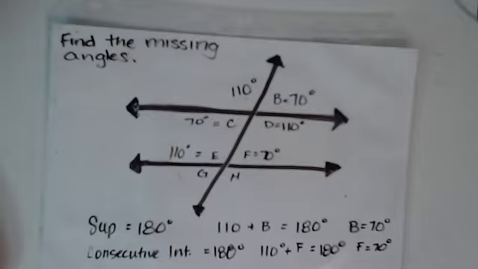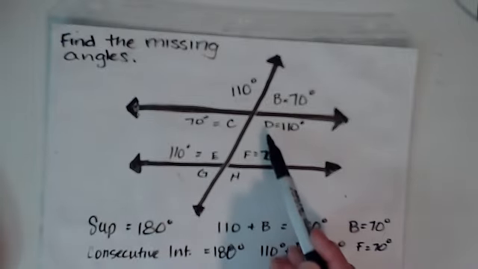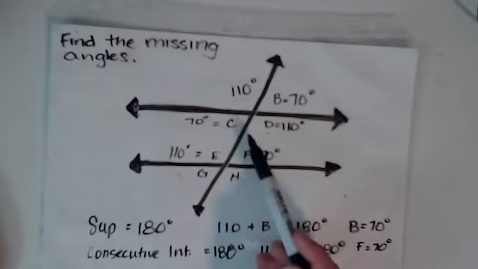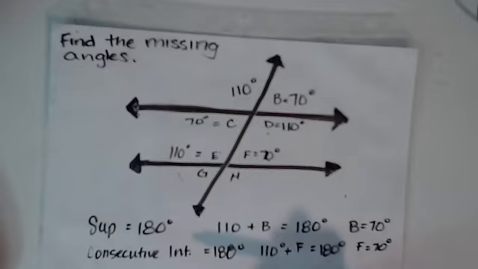We can also verify with our alternate interior angles that they are equal as well. Alternate interior angles D and E should be equal, and C and F should be equal, and they are.